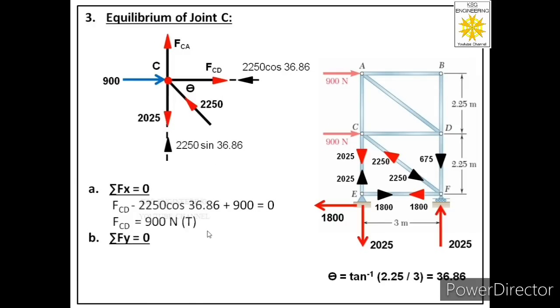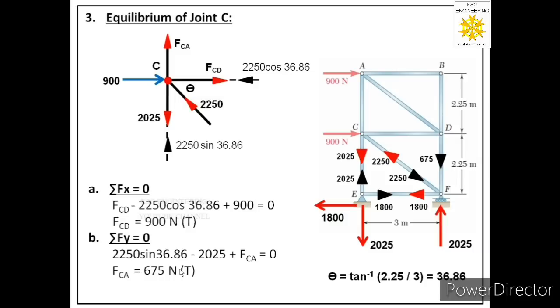Now after that we will apply the second equation, that is summation Fy equal to 0. Now how many forces are acting in this free body in y direction? There are three forces. This is component of 2250 and it is acting in upward direction, so we will consider this as positive. Then we have 2025, another force acting in downward direction, we will consider this as negative. Then FCA acting in upward direction will be considered as positive. So final equation will be 2250 sine 36.86 minus 2025 plus FCA equal to 0.